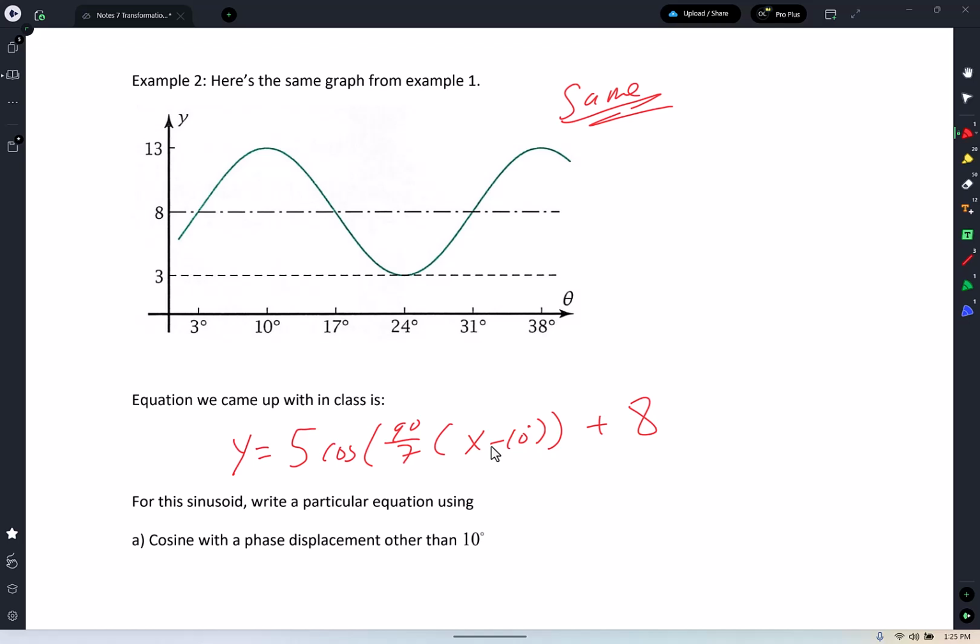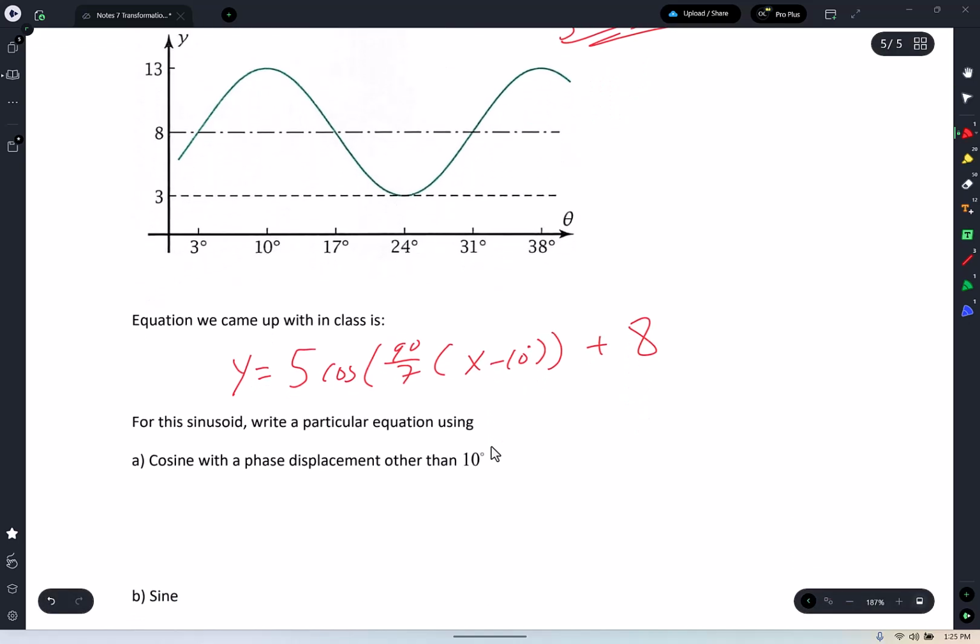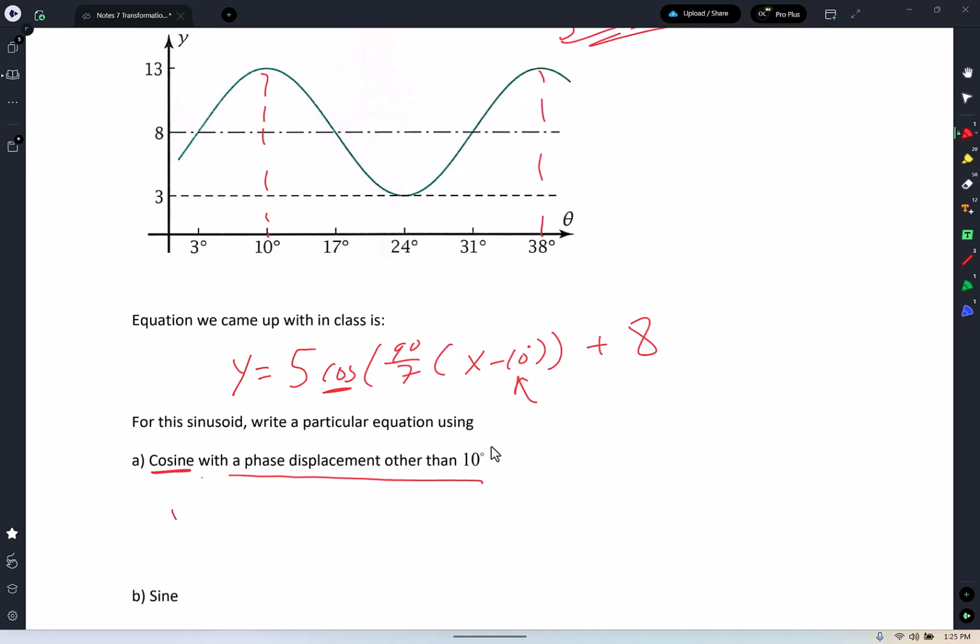Cool? Okay. Look at what letter A wants: a phase displacement other than 10 degrees. Okay, well, if I'm using cosine, because that's what they want, give me another peak besides 10. Where do you see another peak? So that's what I'm going to write. y equals everything the same, 5 cosine 90 over 7 (x minus 38 degrees) plus 8.